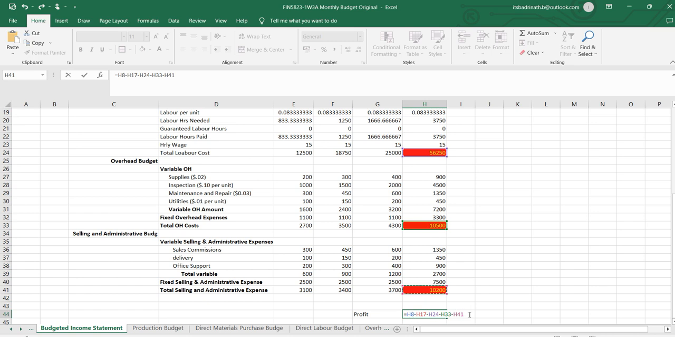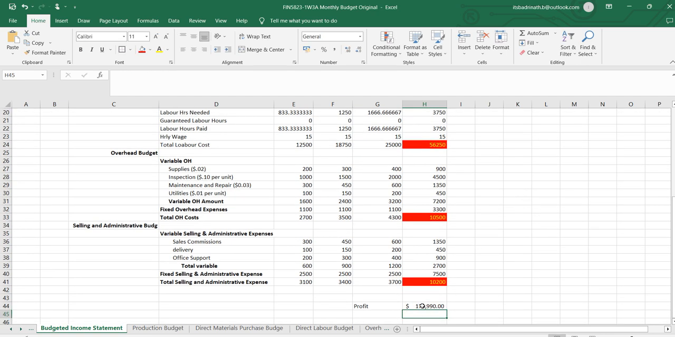If cost equals this, this is the formula. Revenue minus the four types of budget that we are calculating. Enter, and we get some value. So this is how the first task has to come. Okay. Now this is done.